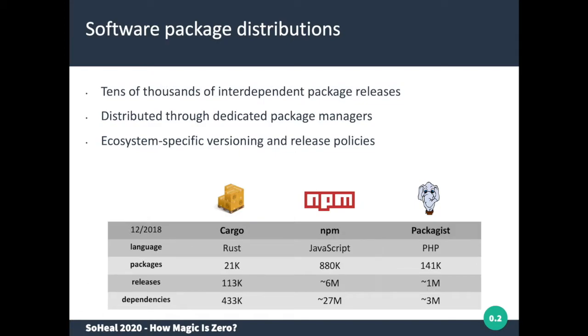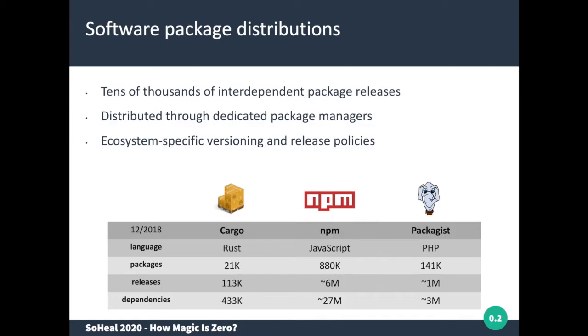Essentially, it's a large collection of tens of thousands, often even hundreds of thousands of interdependent packages. Each of these packages has multiple releases, and these releases are linked to each other by means of explicit runtime dependencies that are constrained by so-called versioning constraints on their dependencies. These packages are distributed through package managers that might have different versioning and release policies.